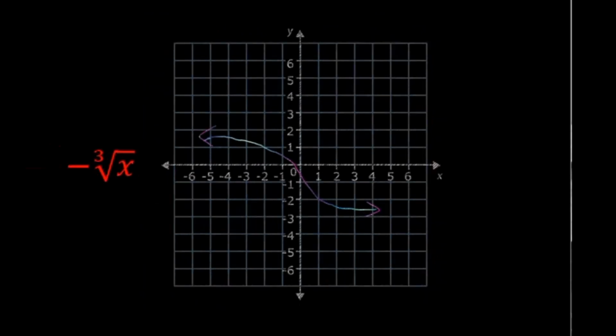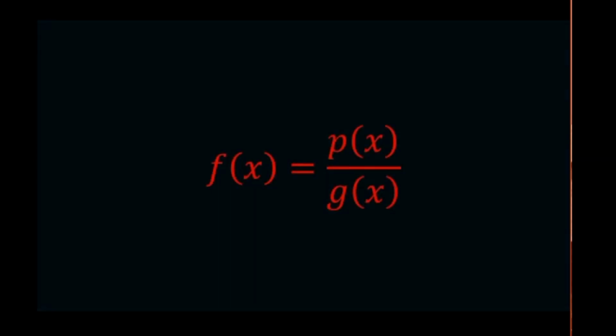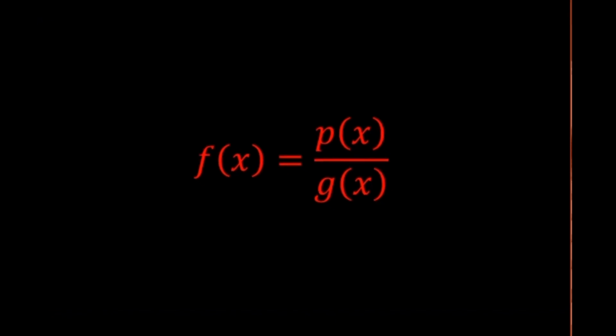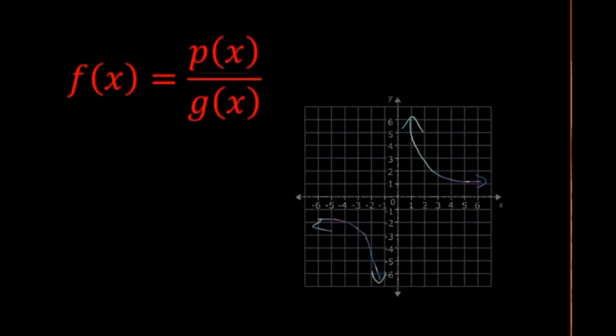Plotted properly, these graphs actually start to make a lot more sense. Now we're moving on to my favorite graphs, the rational functions. We've seen lines, parabolas, holes, and asymptotes. Now we'll see hyperbolas. You see, rational functions are any f of x equal to p of x divided by g of x. 1 over x is a rational function, and its graph looks like this.